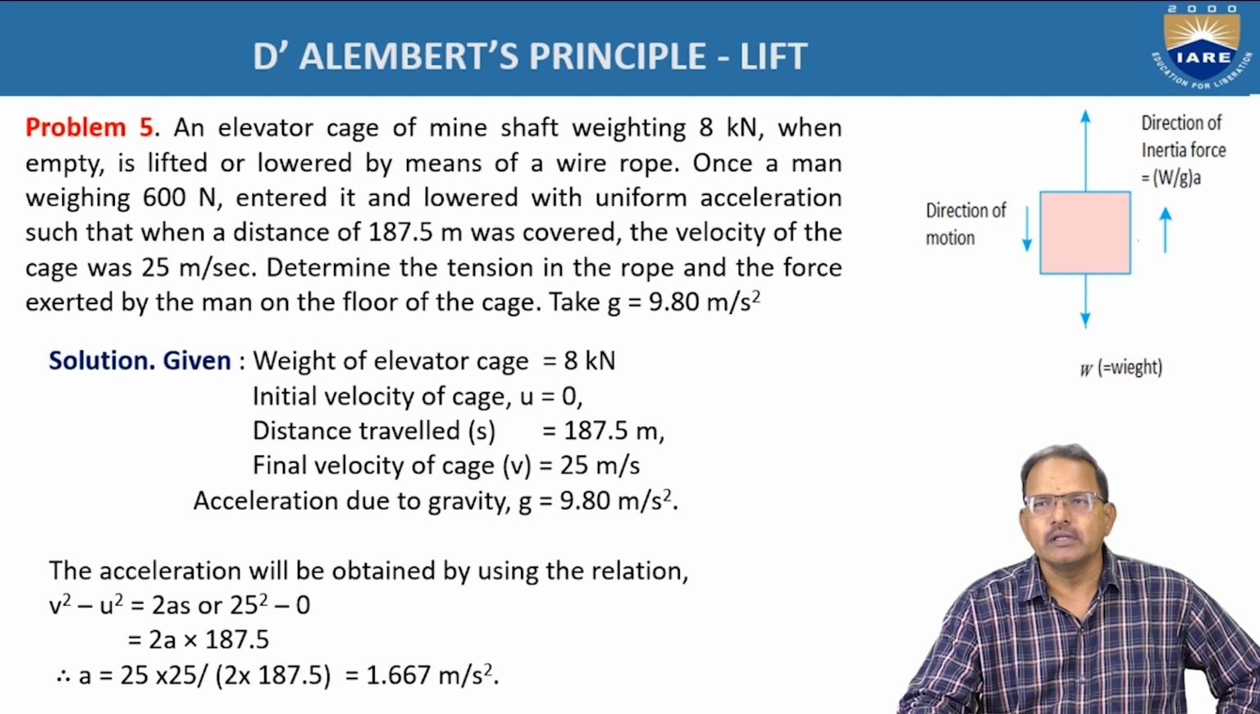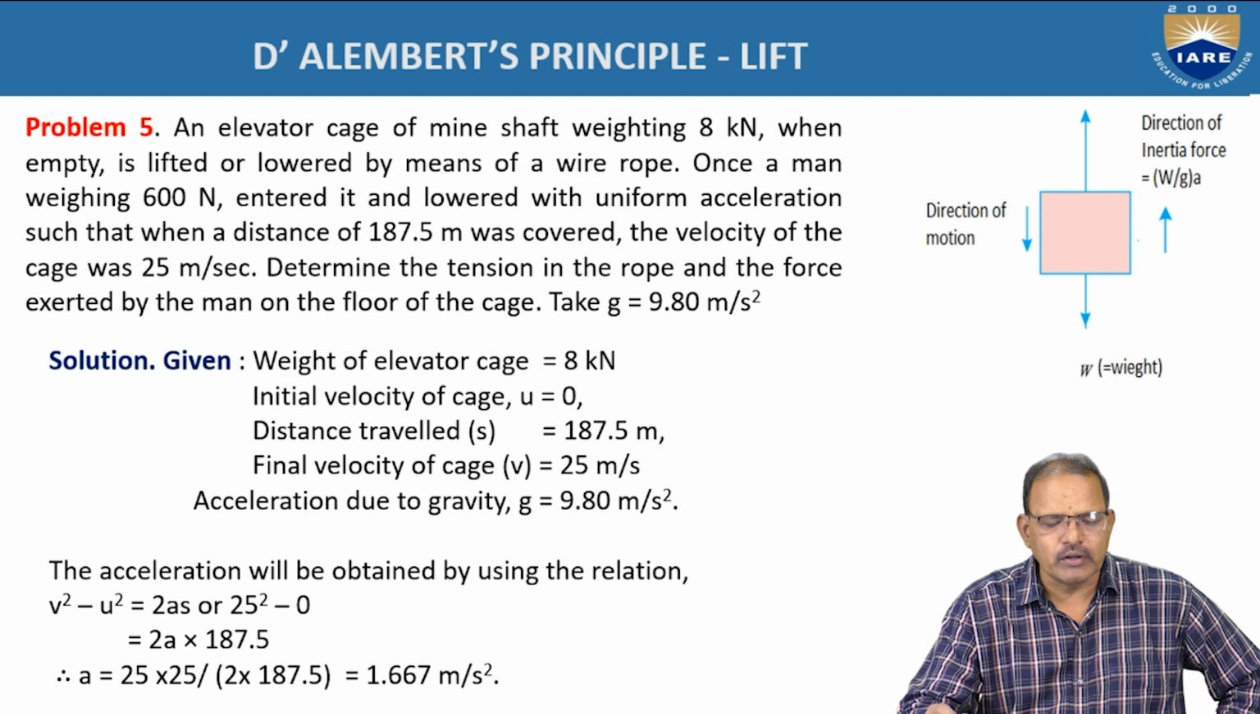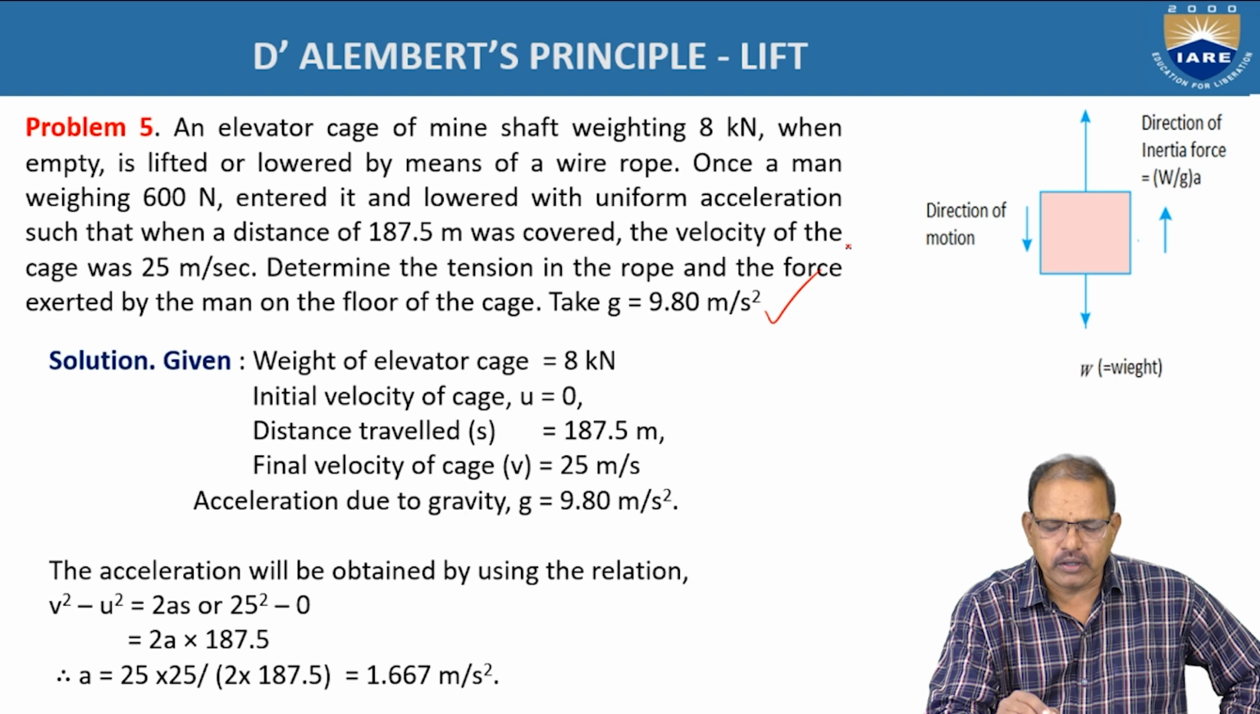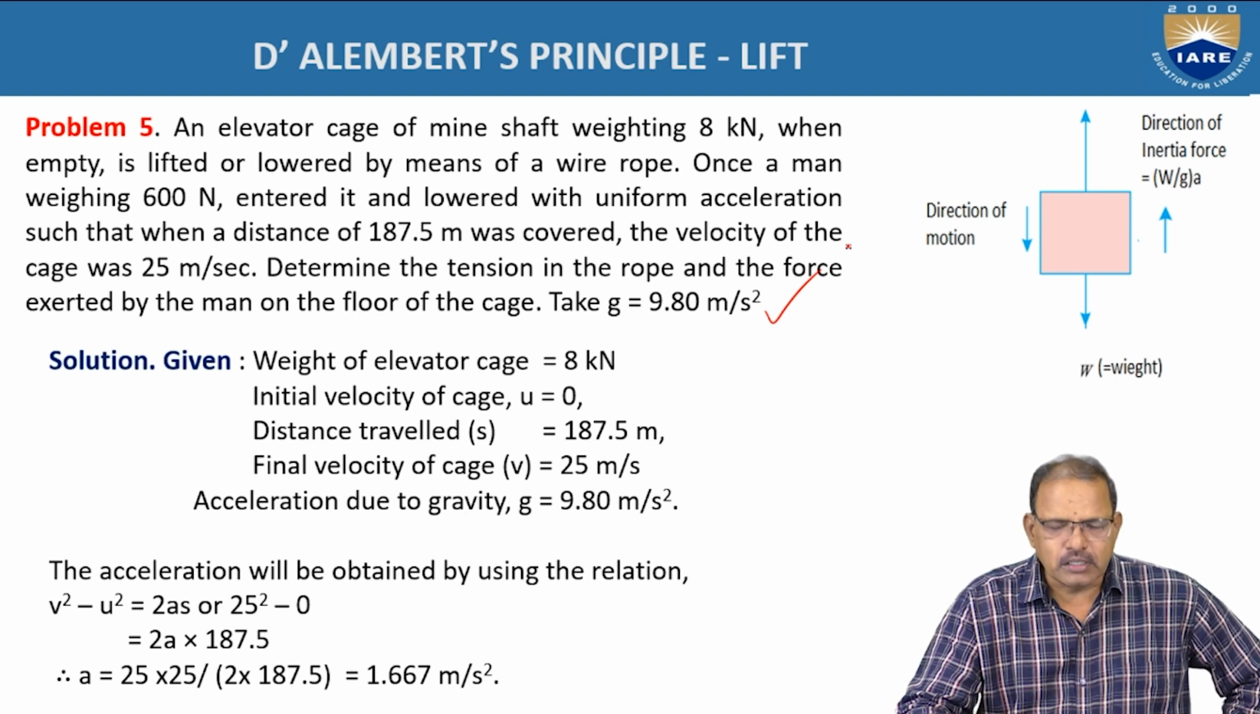Here, an elevator cage of a mine shaft weighing 8 kilonewtons when empty is lifted or lowered by means of a wire rope. Once a man weighing 600 newtons entered it, it is lowered with uniform acceleration such that when a distance of 187.5 meters was covered, the velocity of the cage was 25 meters per second. Determine the tension in the rope and the force exerted by the man on the floor of the cage. Take G is equal to 9.8 meters per second square.